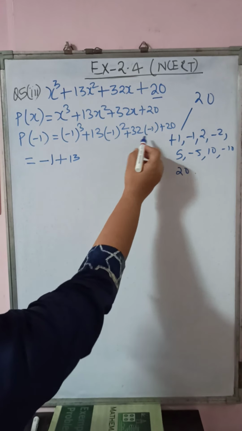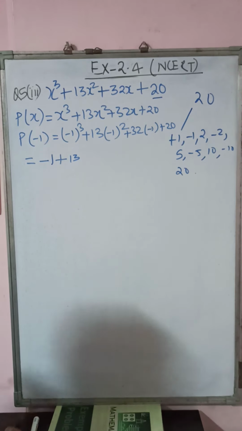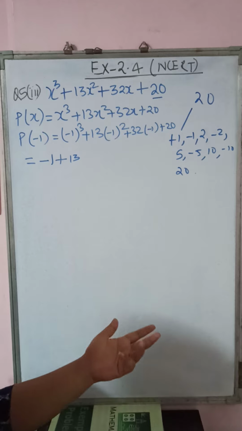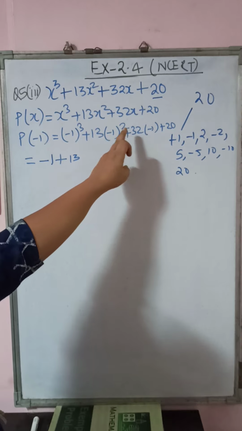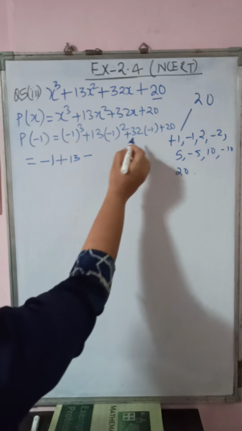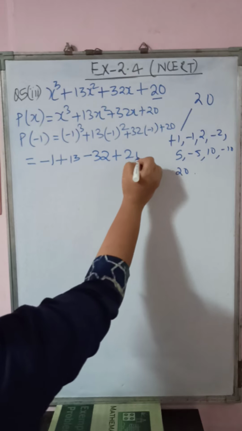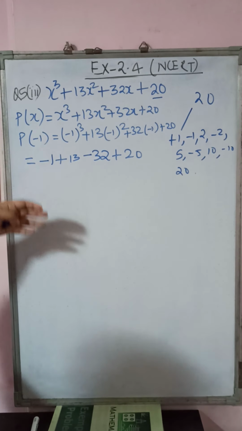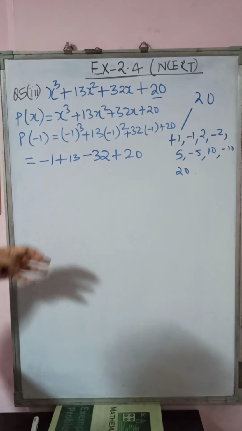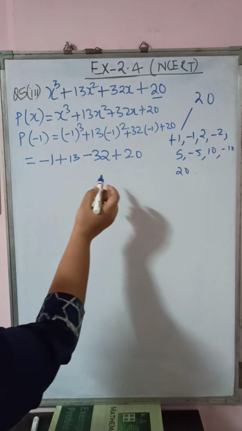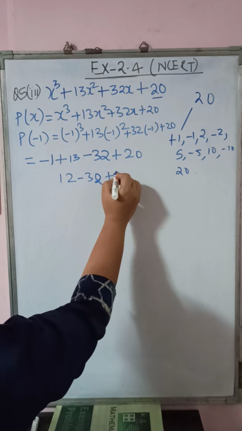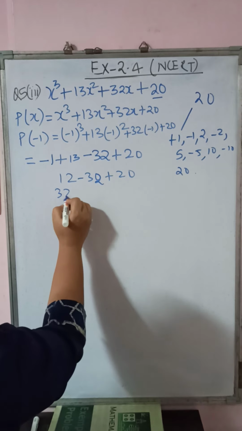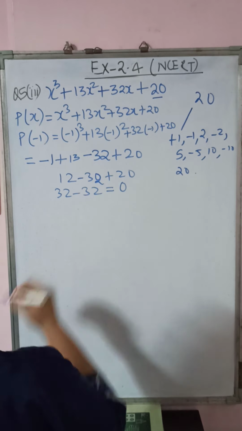Again, plus into minus. Here we are using the multiplication rule of integers. I have seen children get promoted to 8th standard, 9th standard, and still they are not aware of the basic rule of integers. So bracket means multiplication. So plus into minus, minus 32 plus 20. These are all basic rules you have to follow while doing mathematics. So use the BODMAS rule. What do you get? 13 minus 1, 12 minus 32 plus 20. 12 plus 20, 32 minus 32 is equal to 0.